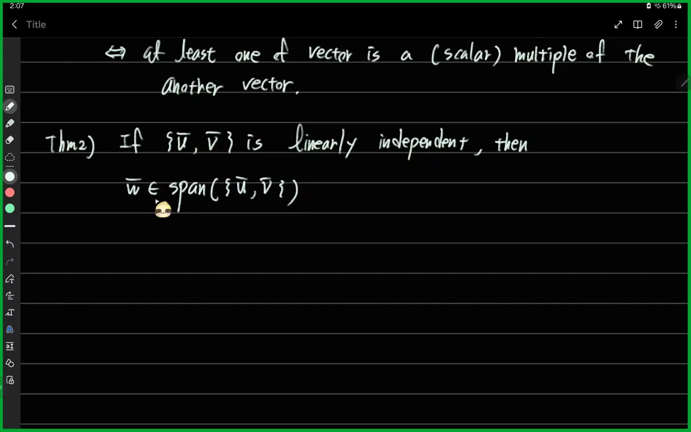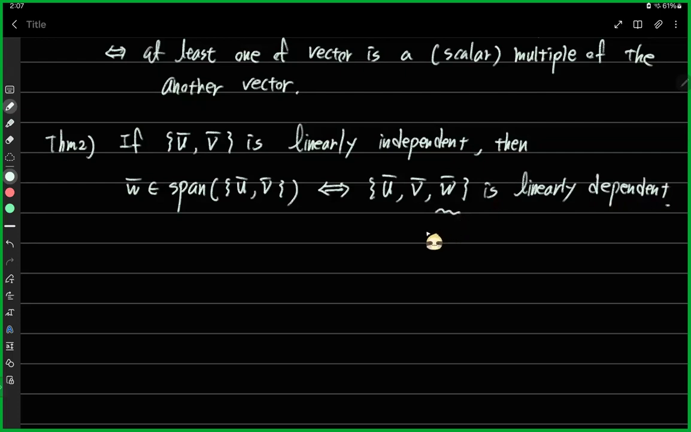And w is in the span of u and v if and only if u, v, and w must be what? Linearly dependent. Why? Because w can be expressed as a linear combination of u and v, because w is in the span of u, v.